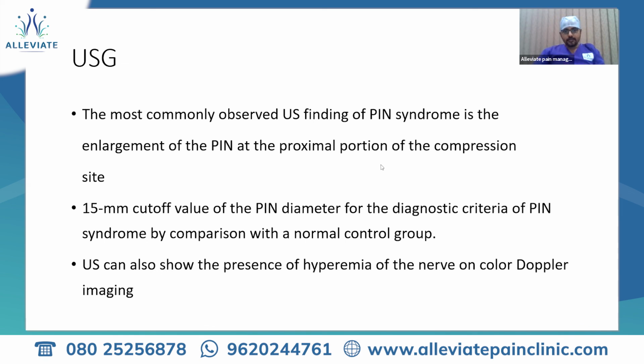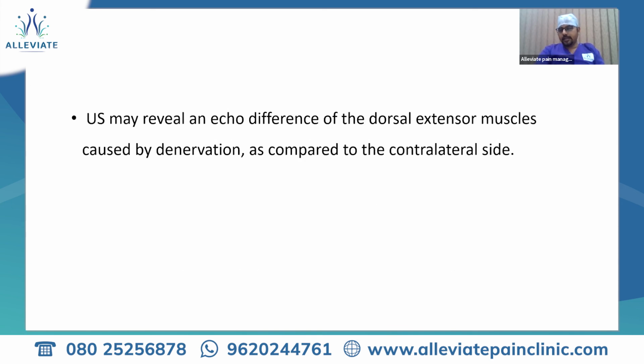So in PIN syndrome, what we can see on ultrasound is enlargement of the PIN at the proximal portion of the compression site. Again, a 1.5 mm square cutoff value of the PIN cross-sectional area is the diagnostic criterion. Okay, it's 1.5 millimeters square. Sorry. That will also show hyperemia of the nerve on the Doppler image. Now again, it's not only the nerve, but also the muscle. Ultrasound can also reveal echo difference of the dorsal extensor muscles because of denervation as compared to the contralateral side. So we always have to compare to the normal side.